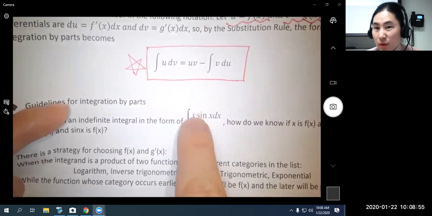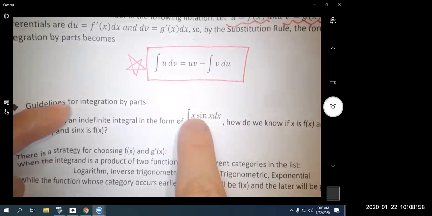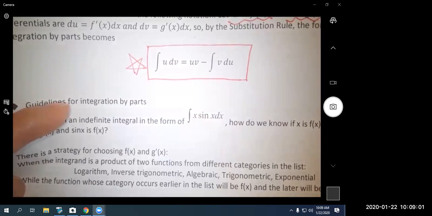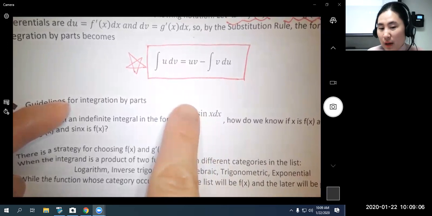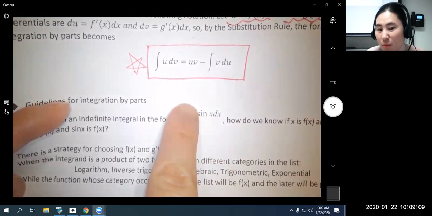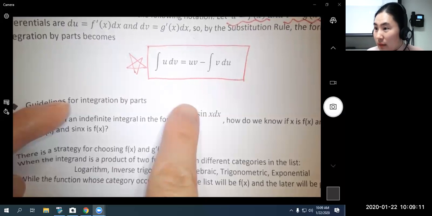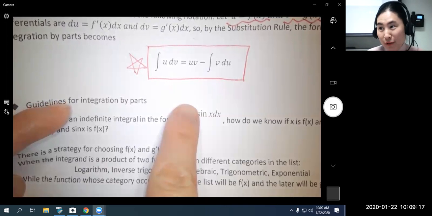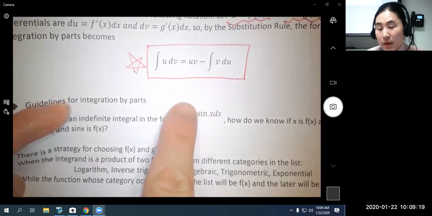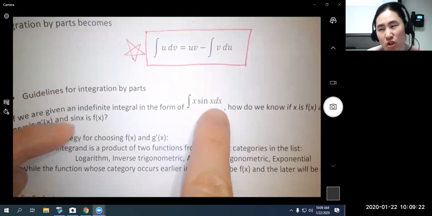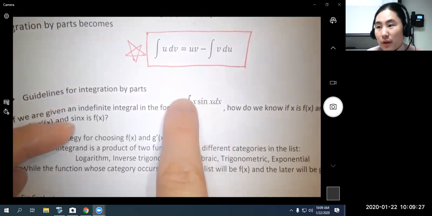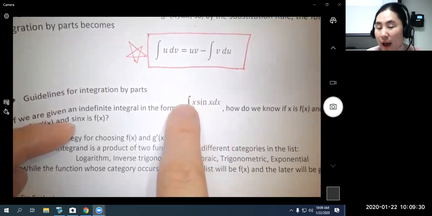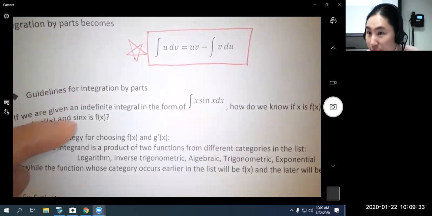When we differentiate x, what do we get? 1. 1, right? 1 is simpler than x, because 1 is a constant. If we choose sin of x to be our f, when we differentiate sin of x, what do we get? Cosine of x. Cosine x and sin x are the same level of trig function. They're not saying one is easier than the other, right? So for this question, if you're going to choose f and g prime, or u and dv, which function do you want to be our f? We want the x to be our u, or f, right?